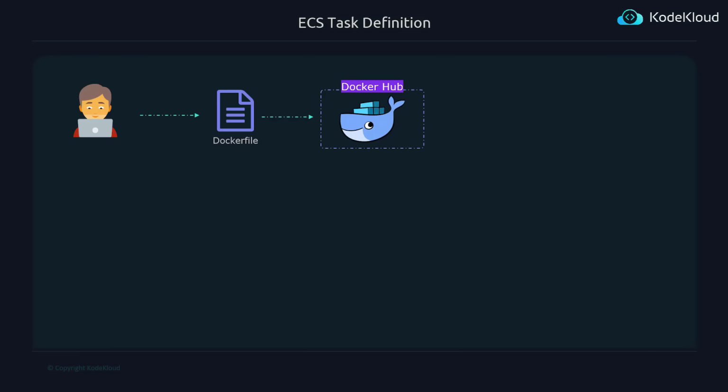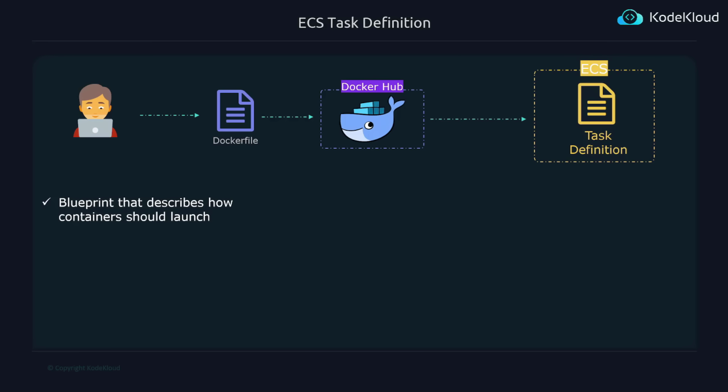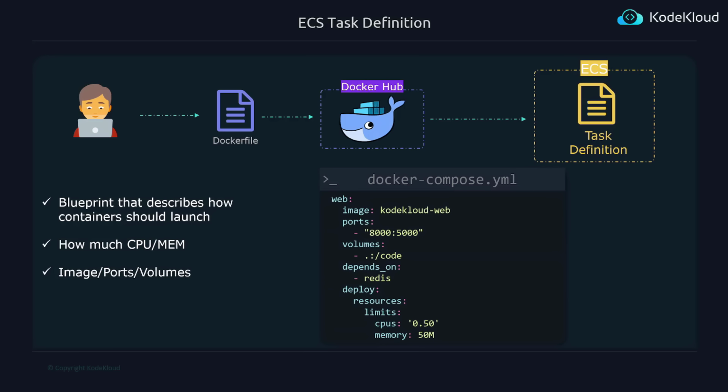And after you get that uploaded to Docker Hub, now it's time for you to define a task definition file within ECS. So this is something specific to ECS, and the task definition file is going to act as a blueprint that describes how your container should launch. So it's going to contain all of the container-specific configurations like the CPU, the memory, what image it should use, what specific ports should be open, what volumes should be attached to it. And so it's basically going to contain all of the configuration that you see within a Docker Compose file. So you're just defining the specs for your specific container.